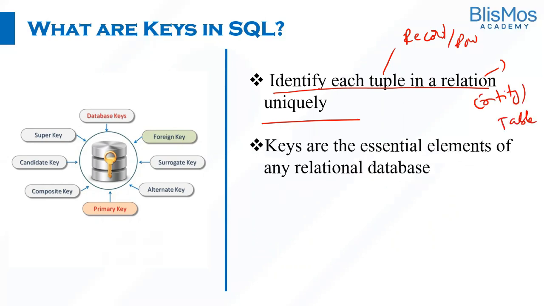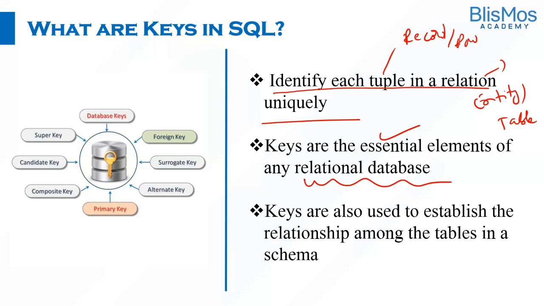So when we talk about tables, there are no tables without keys, and obviously multiple tables make up the database. So keys are essential elements of any relational database. It is not only about a key helping us identify each tuple in a relation. Keys also help us establish the relationship among the tables, say T1 and T2.